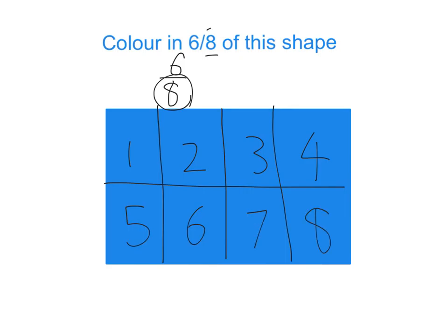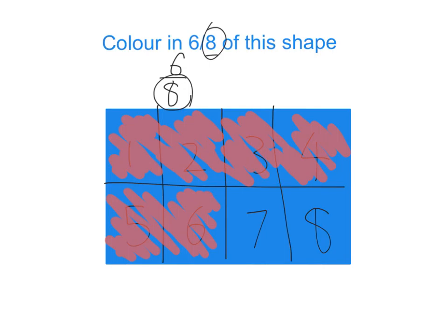So you can clearly see now we've got the denominator right, and now we need to colour in 6/8. So we have to colour in 6 of them. So this should be quite easy. So let's have a look at that. Let's see. So we're going to colour in 1, 2, 3, 4, 5, 6. So now you can clearly see we've coloured in 6/8. There's 8 pieces altogether, and we've coloured in 6 of them.